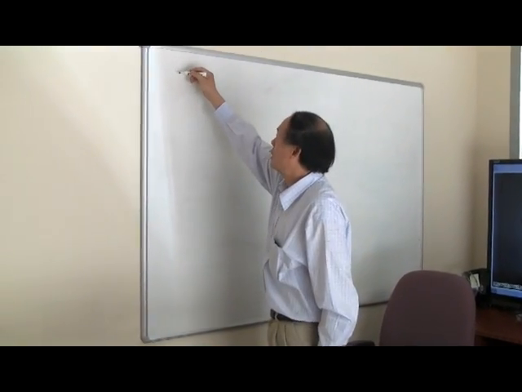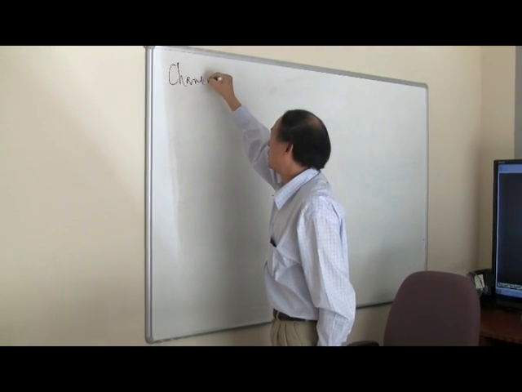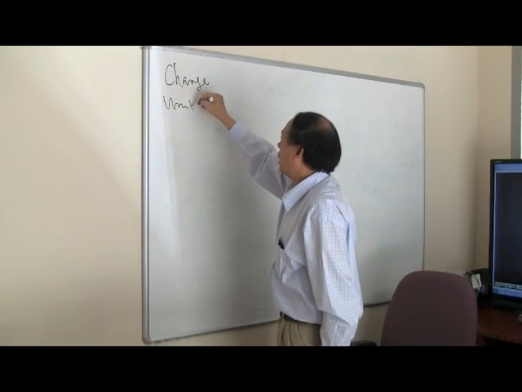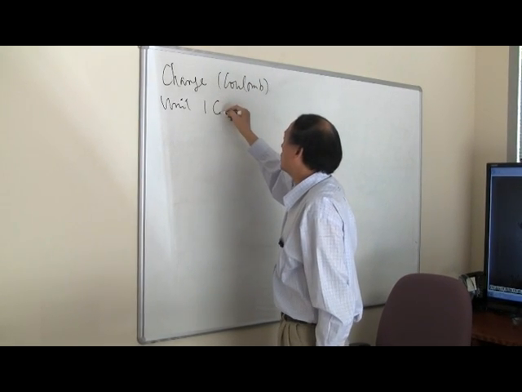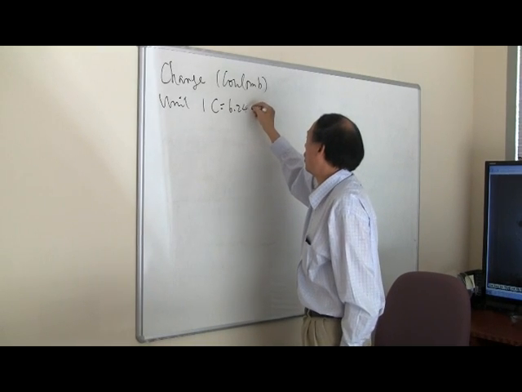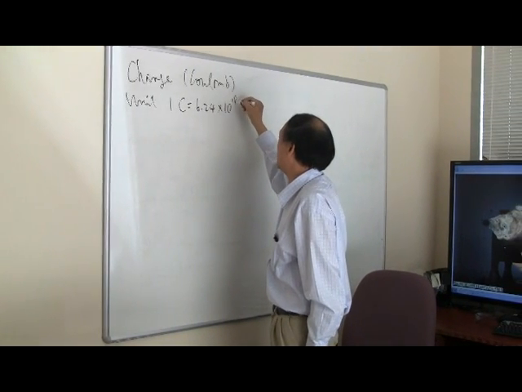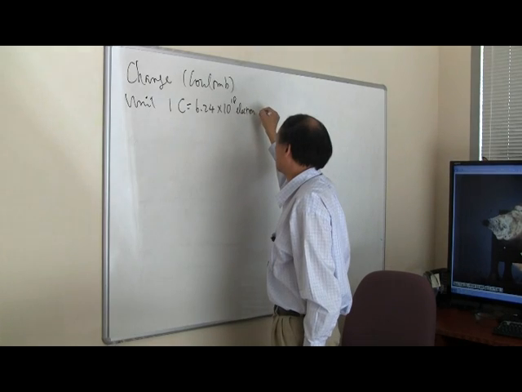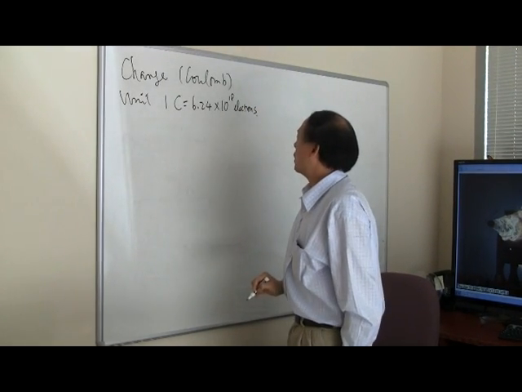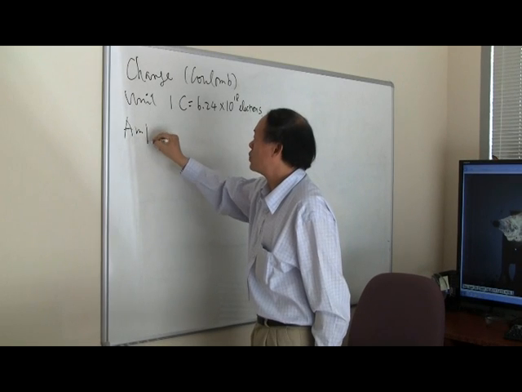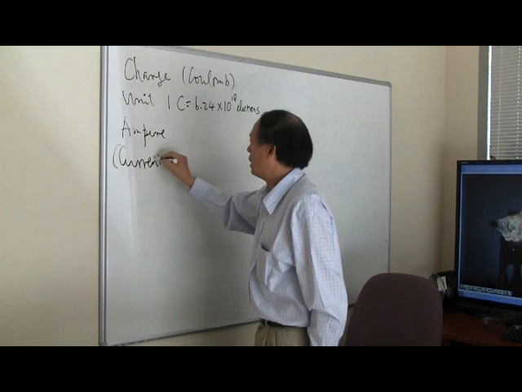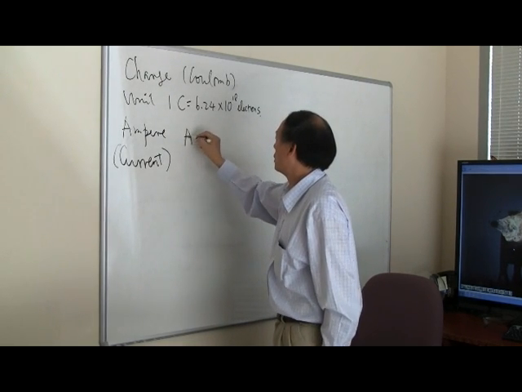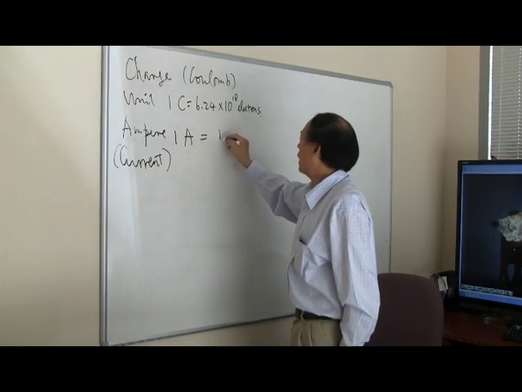Now recall we defined earlier the electric charge with the unit of coulomb, whereby 1 coulomb is equal to 6.24 times 10 to the 18 electrons. So in a sense, the ampere, which is the unit for current, is equal to 1 coulomb per second.